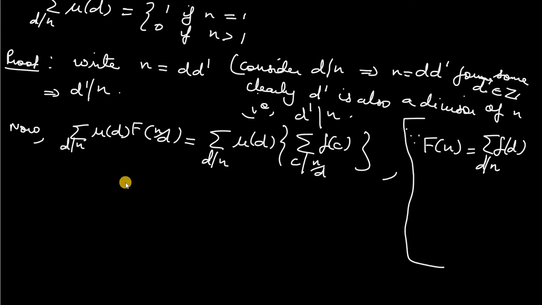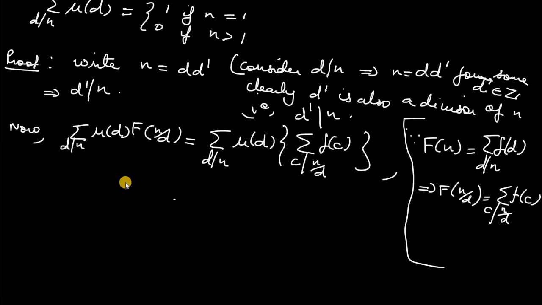Since f of n is equal to this, this implies that f of n by d will be equal to summation. Now I'll replace it by f of c, where you have n and d, and d runs over the divisors of n. Now here you have n by d, and this is the summation of f of c, where c now runs over the divisors of n by d. I'm just replacing this n by n upon d and this d by c. So that's why f of n upon d is equal to the summation of f of c, where c runs over the divisors of n by d.